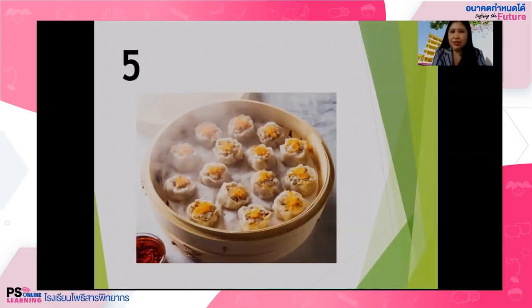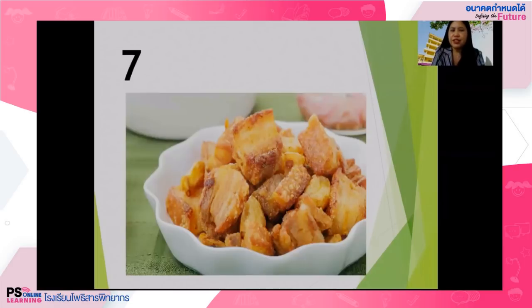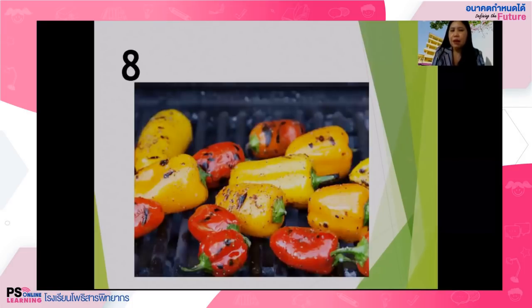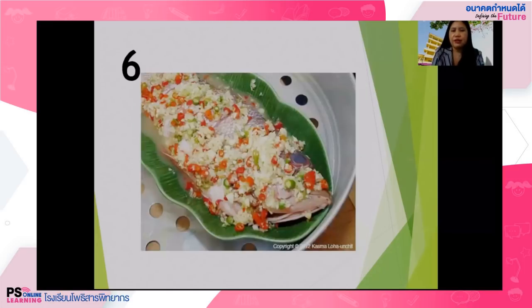This one, dumplings. What is this dish? Steamed dumplings, very good. This one, pork. Not pig, it's pork. The meat of the pig is called pork. So what is this dish? Very good, that is fried pork. Next one, bell pepper or peppers. Very good, grilled peppers or grilled bell peppers. You can say that way.